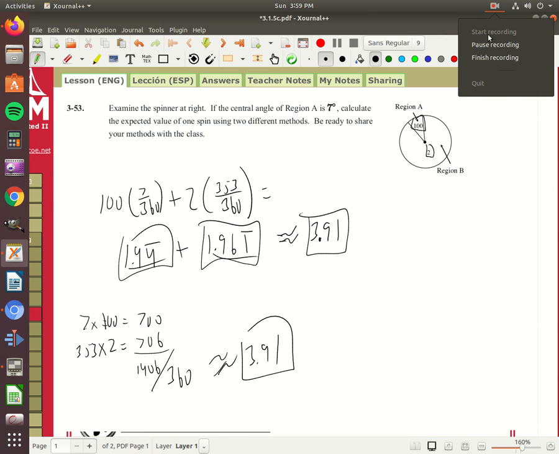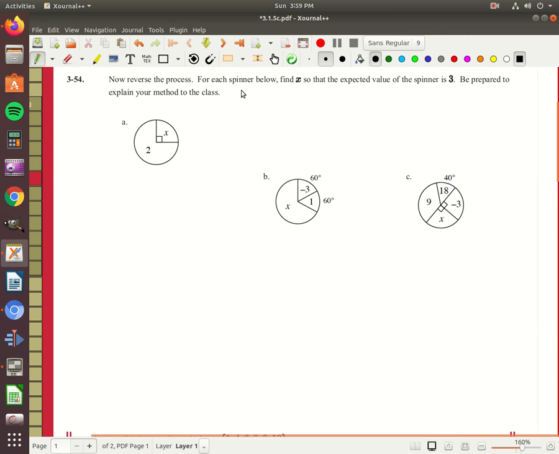All right, let me pause and set up the last question. Okay, and for the last one, it's kind of interesting. They want us to reverse the process and figure out what x is so that we get an expected value of 3. So there's a couple different ways of thinking about this. One way I could do is say, all right, if I get x amount of points a quarter of the time, and I get 2 points 3/4 of the time, how can I make this equal to 3?